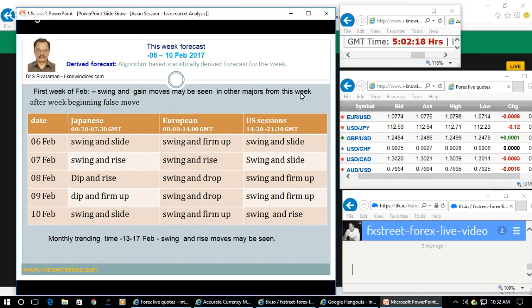So in other majors, you could come across USD gaining, USD weakening moves. Initially they will start with the week-beginning false move of a slide. They are expected to make the slide in the case of Euro and GBP during the Japanese session and the US session. Then afterwards they are expected to make the gains. Then from Wednesday, European session, they are expected to make the drop in the case of Euro and GBP.